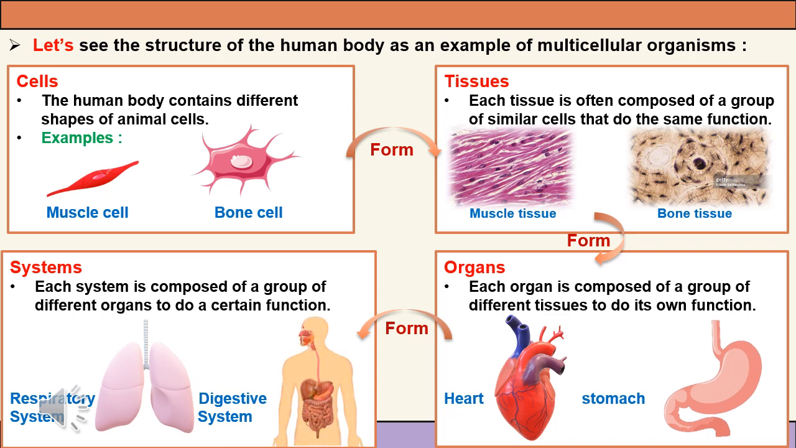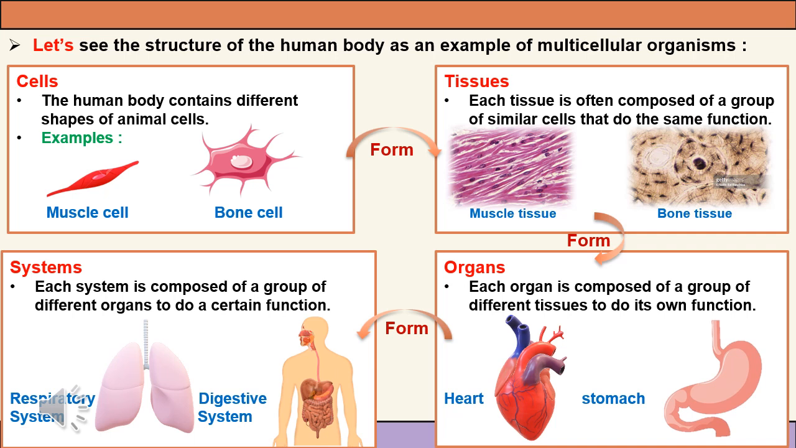Now we are going to talk about the structure of human body. Are you ready? Let's start. If I asked you, what does the human body consist of? Super. The human body consists of many systems, like the digestive system. And what does each system consist of? Super. Each system consists of many organs. Can anyone give me any example for any organ in our body? Yes, super, like the stomach, the heart, and so on.